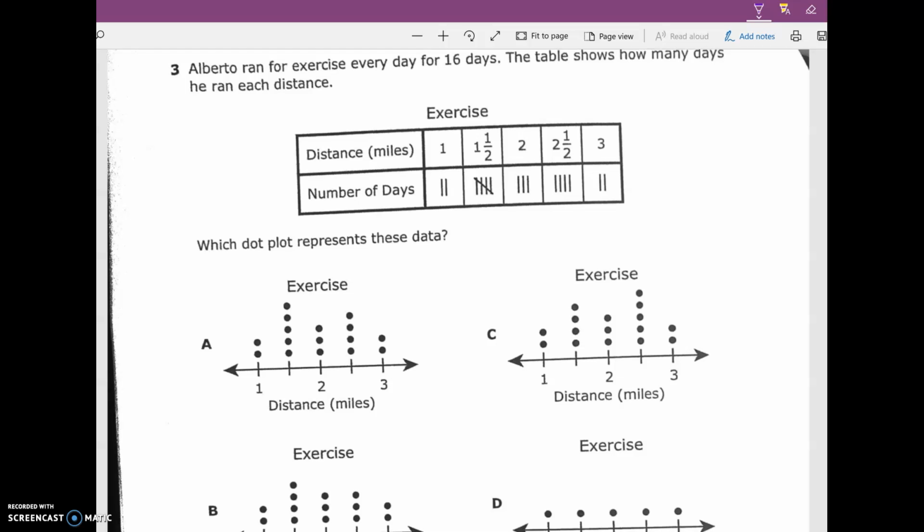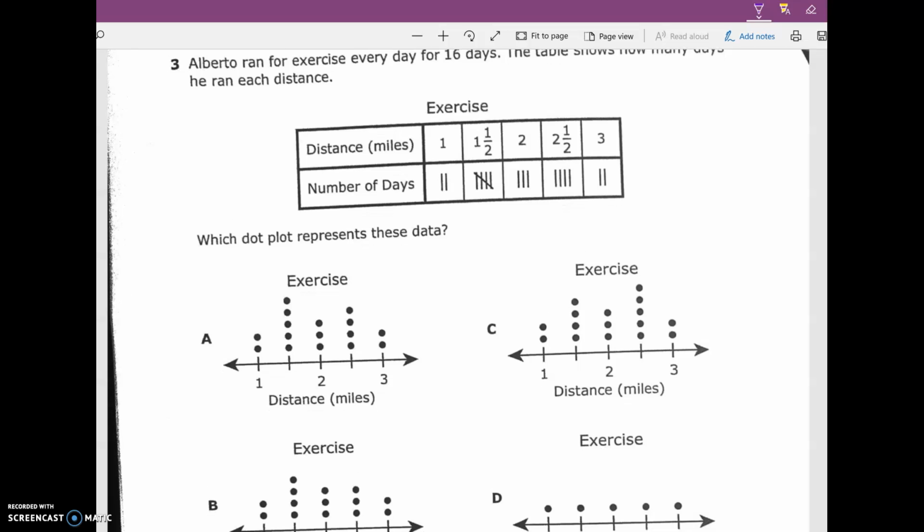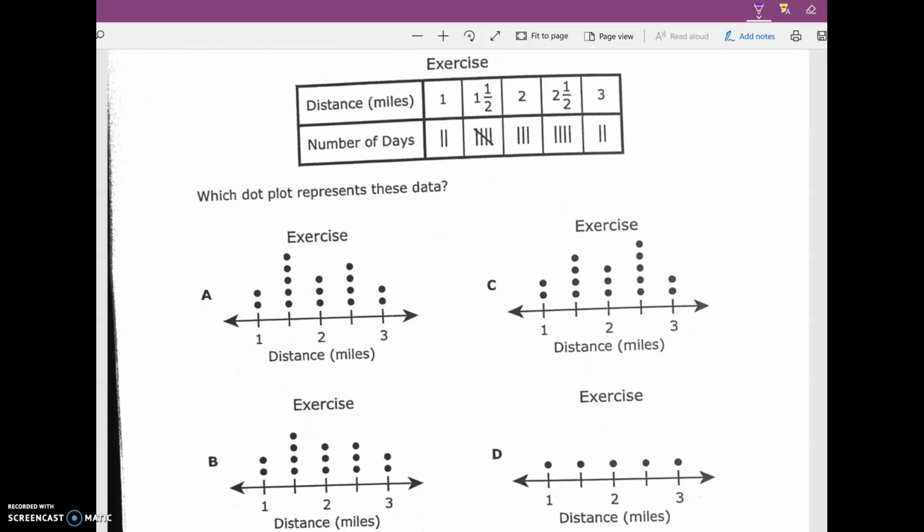Here it says, Alberto ran for exercise every day for 16 days. The table shows how many days he ran each distance. Which plot represents this data? Okay, so if there's a 1 mile, he ran 2 days. So here, this is correct. This only has 1 plot, so that's definitely not. This, though, is correct for 1. Let's look here at 1.5. 1.5 would be right in the middle of 1 and 2, and he has 5.